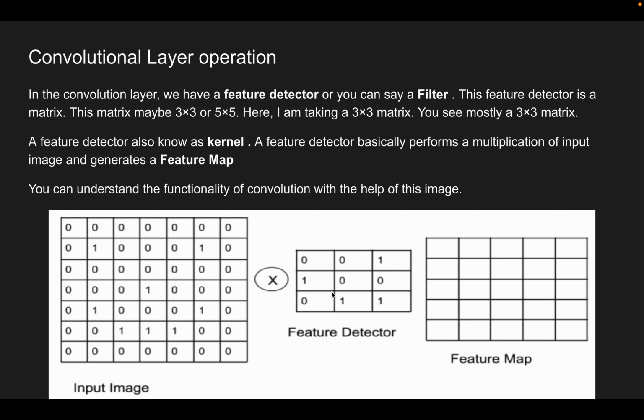And then after that you are using a feature detector, let's suppose it is an edge detection filter. What they also call a feature detector or kernel or filter. Don't be confused, among the three you can use any word, it's up to you.